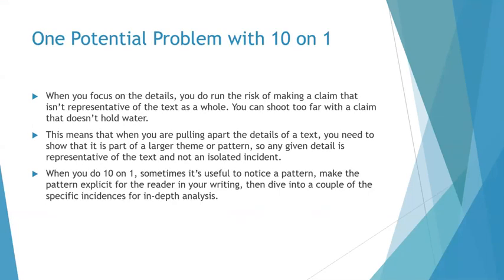There is a potential problem with 10 on 1. It is that you have to be sure that you're saying something about the text as a whole as well. You have to make sure that the observations you're making are representative of the text as a whole. So it's possible with 10 on 1 to get too specific and make a point that doesn't really hold up in the larger themes of the text. So whatever observations you're making, you need to make explicit for the reader, usually your professor who's reading your paper, that the observations you've made and the claims you've made hold water in the text as a whole. They are part of a larger theme or pattern, okay?